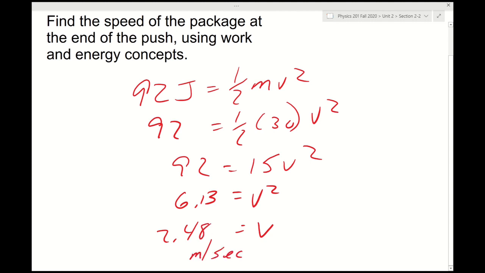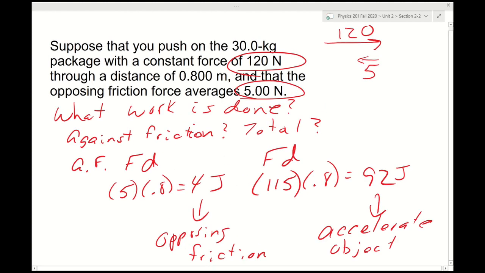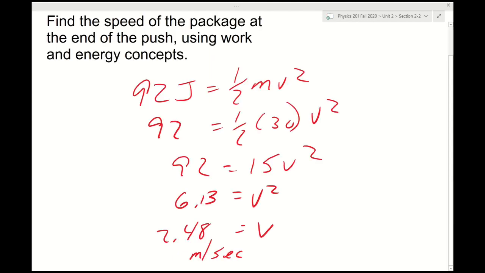Now, that's the speed that would have 92 joules. What that tells us is, since you started pushing with that constant force, the presumption is it was at rest, and so now it has speeded up to 2.48 meters per second.